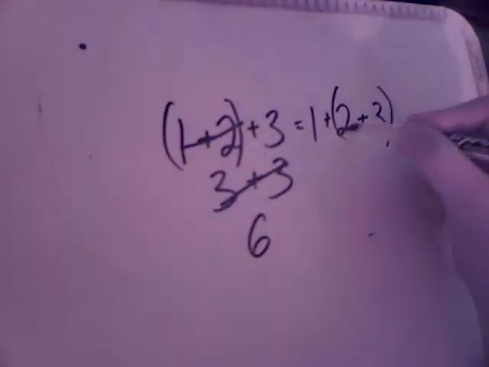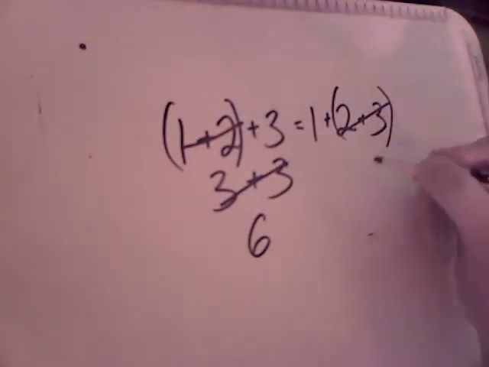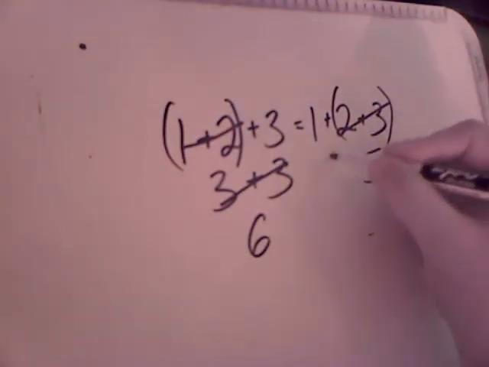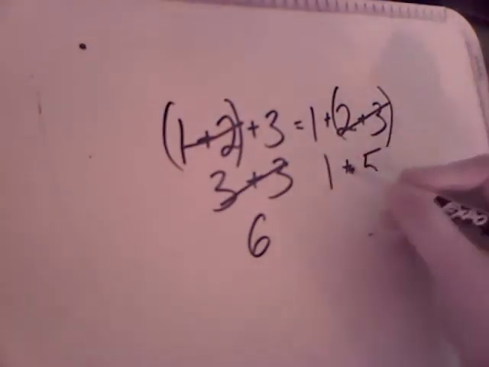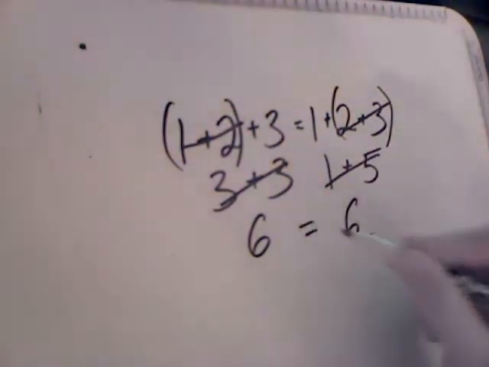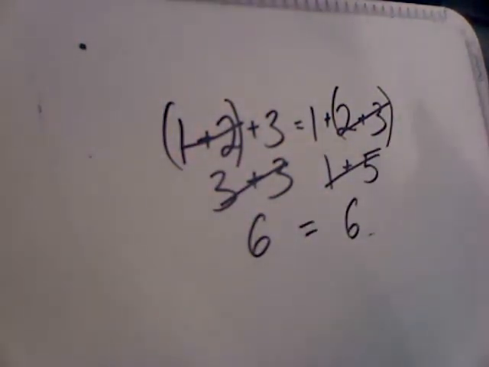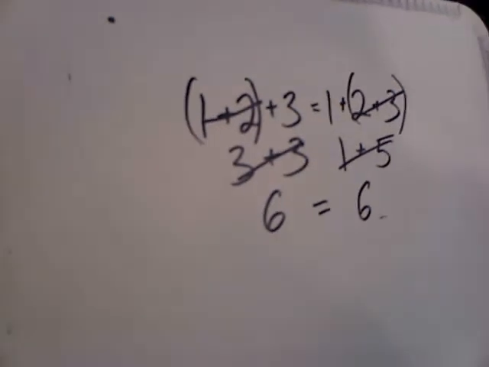2 plus 3, and we always do what's in parentheses first. 2 plus 3 is 5. Drag down the 1 and the plus sign. 1 plus 5 is 6. 6 equals 6. That's what the associative property tells us.